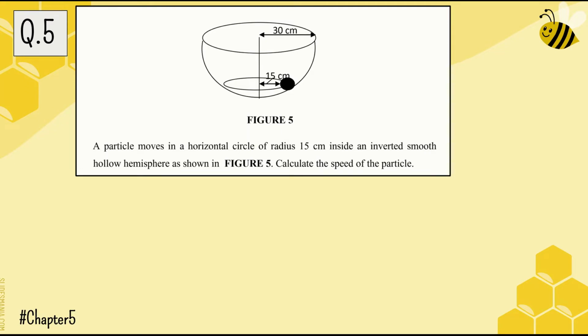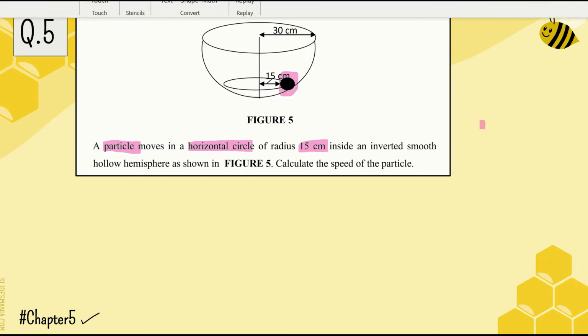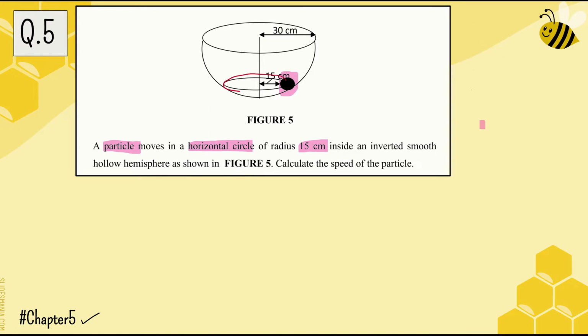Okay, the last question for this week is question number 5. Question number 5 is again testing you on chapter 5, circular motion. In this case, we have a particle that moves in a horizontal circle of radius 15. So this is our particle. It moves in a horizontal circle inside an inverted smooth hollow hemisphere. You can imagine the hemisphere like a bowl.